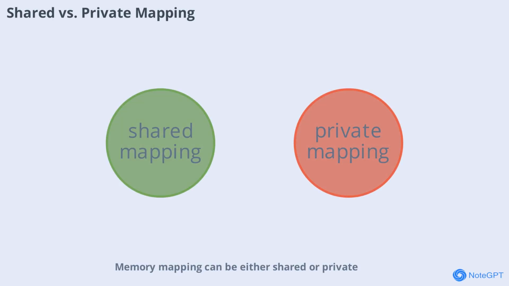Memory mapping can be either shared or private. Shared mapping allows multiple processes to access and modify the same memory region, making it perfect for inter-process communication.